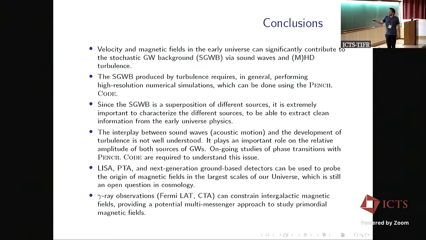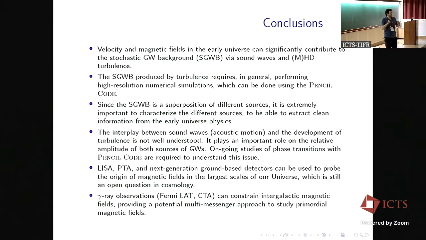As I was mentioning at the very beginning, since the stochastic gravitational wave background is expected to be a superposition of many sources, and some of these are not completely under control, or we might even expect to have unknown sources, it is extremely important to have a very good understanding and an accurate characterization of the different sources if we want to extract any clear information from the early universe physics. The interplay at the moment between sound waves, or compressional motion, if you want to consider this also in the nonlinear regime, and the development of turbulence, so of vortical motion in the plasma, is not completely well understood. We have the regime of simulations for the phase transition and the regime of simulations for turbulence, but we want to make a connection in the future, as this plays an important role on the relative amplitude of both sources of gravitational waves.